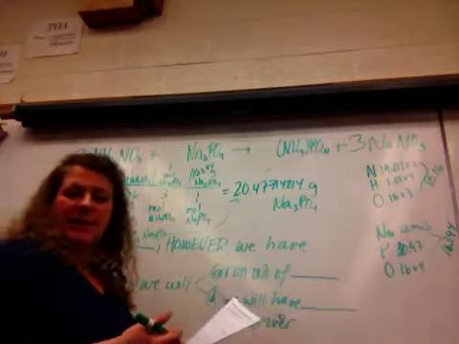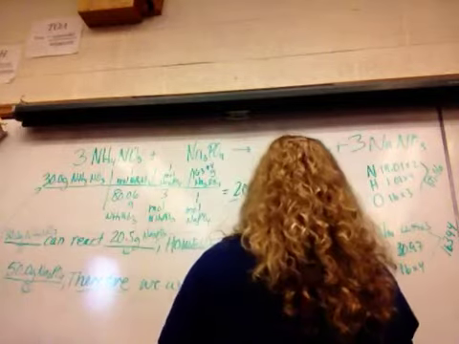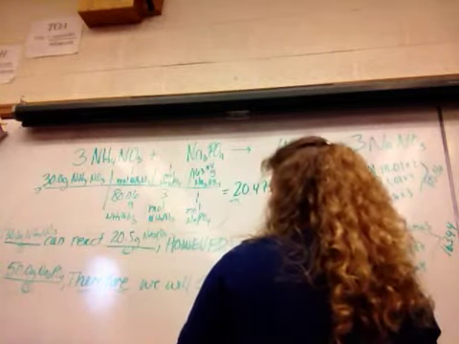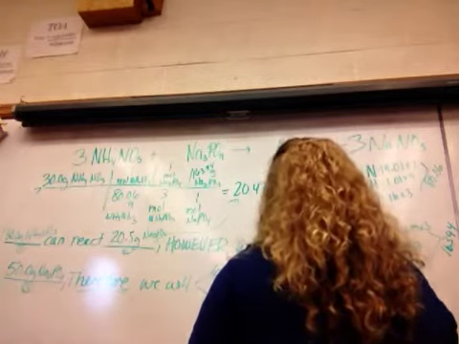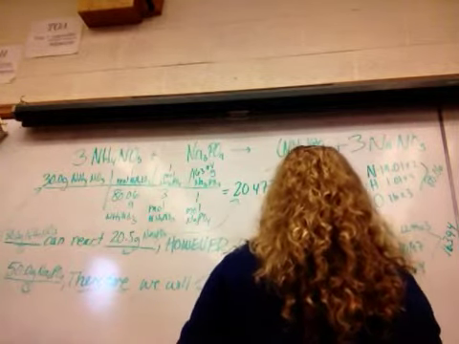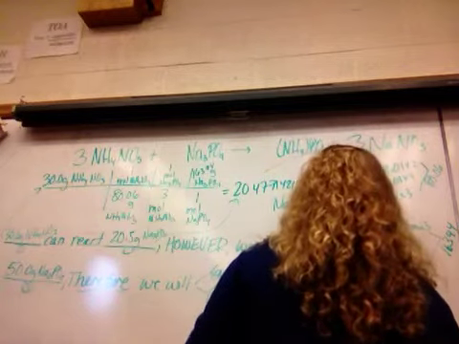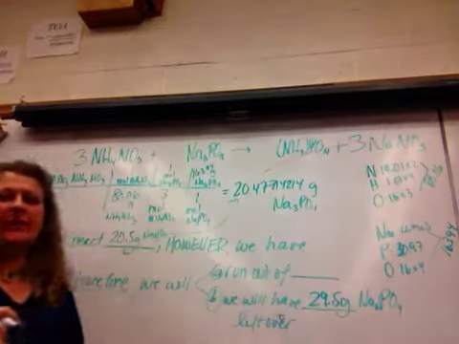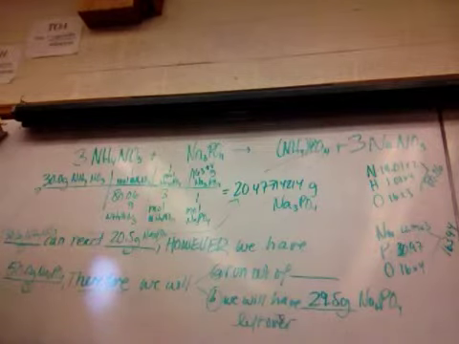So the answer here then is the amount in number 3 minus the amount in number 2. In this case, we're going to have, I'm sorry, 29.5 grams of sodium phosphate left over. Okay?